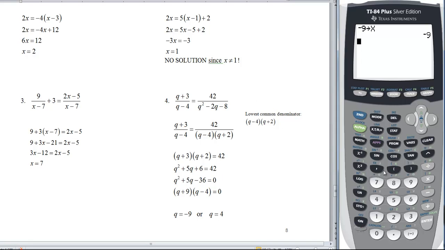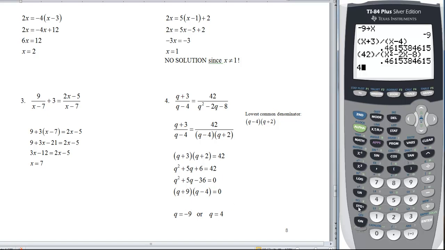So I need parentheses, x plus 3 divided by x minus 4. Let's see what our answer is. And on the other side, we've got 42 divided by x squared minus 2x minus 8. And if we end up with the same thing, yay. Okay, so negative 9 works, so check that.